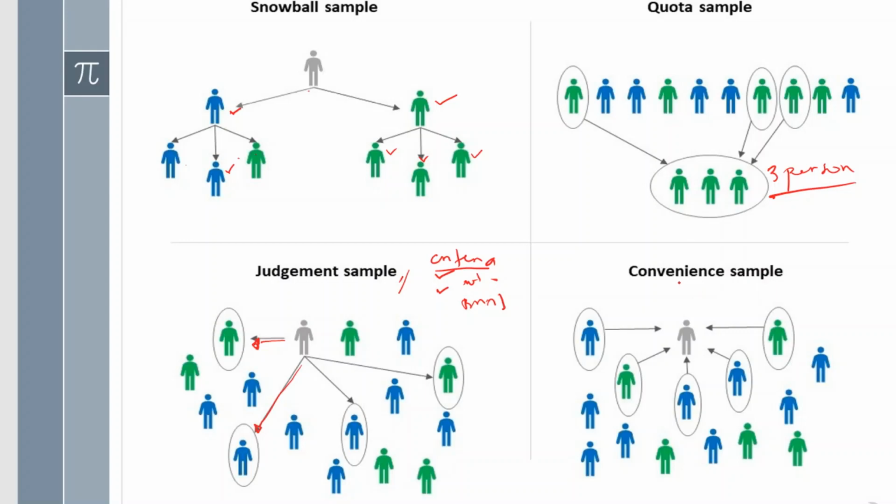Then we have convenience sampling. In convenience sampling, by the name itself, convenience, you will only include all those persons who are close to you, or who can be easily reached. That's why it is called convenience sampling, because they're just there. They are not hard to reach.